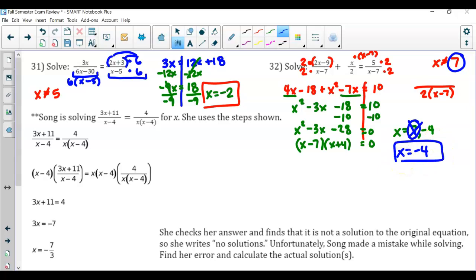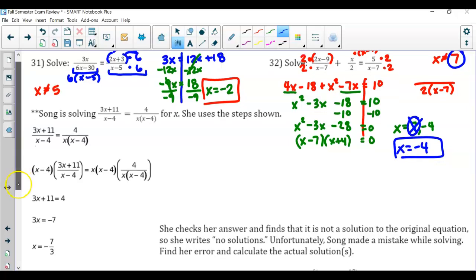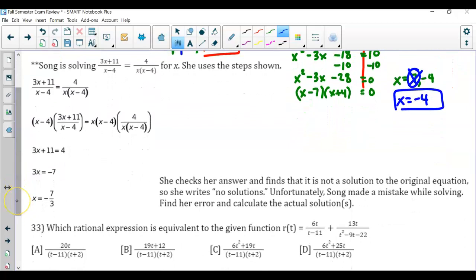Then the double starred question. So Song solved the equation here and said that there was no solution. Now, notice here, first step from the setup, Song multiplied the 3x plus 11 by x minus 4, and multiplied the 4 by x. But remember, if I'm going to solve, I need to have a common denominator. I'm not going to multiply here by the two different denominators.